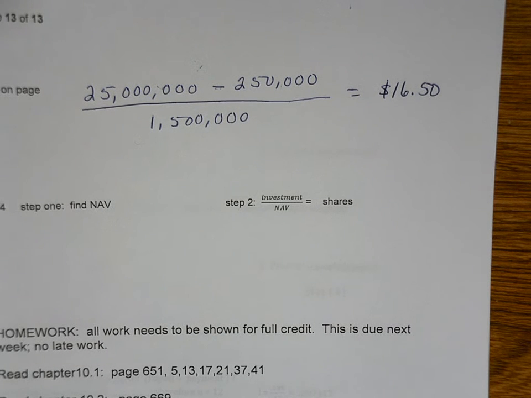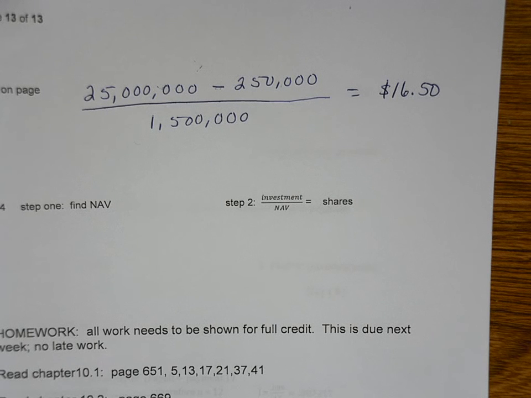Let's look at problem number 24. Okay. A mutual fund has total assets of 12 million and total liabilities of 2 million. There are 1 million shares outstanding. You invest $2,500 in this fund. How many shares will you purchase?